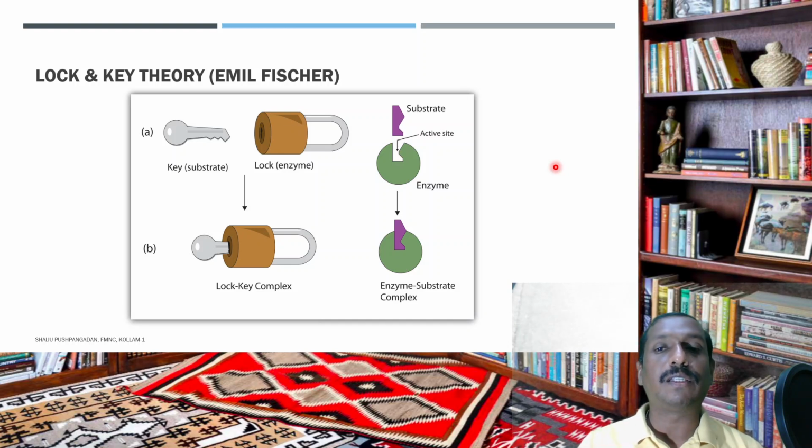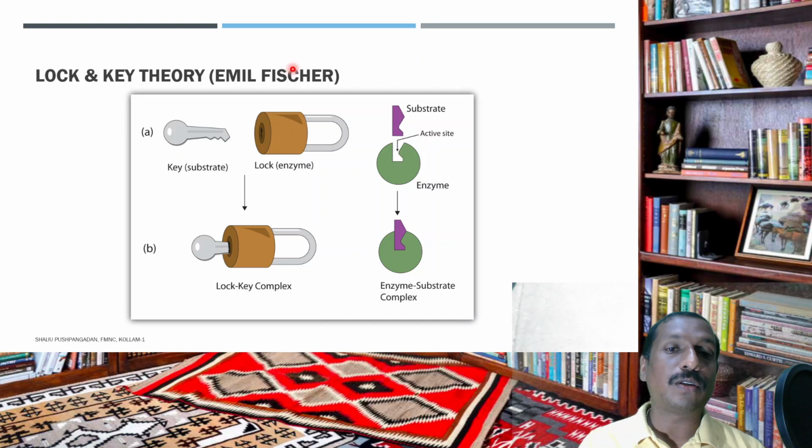And there are some theories which support this Michaelis-Menten model of enzyme action. The first theory is called the lock and key theory. This lock and key theory was proposed by a biochemist named Emil Fischer. Emil Fischer compared the process of enzyme action, or the enzyme catalysis process, with the lock and key mechanism.